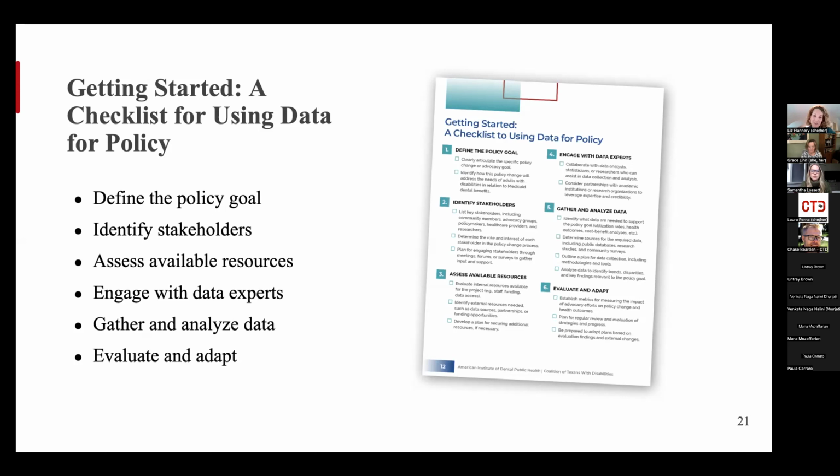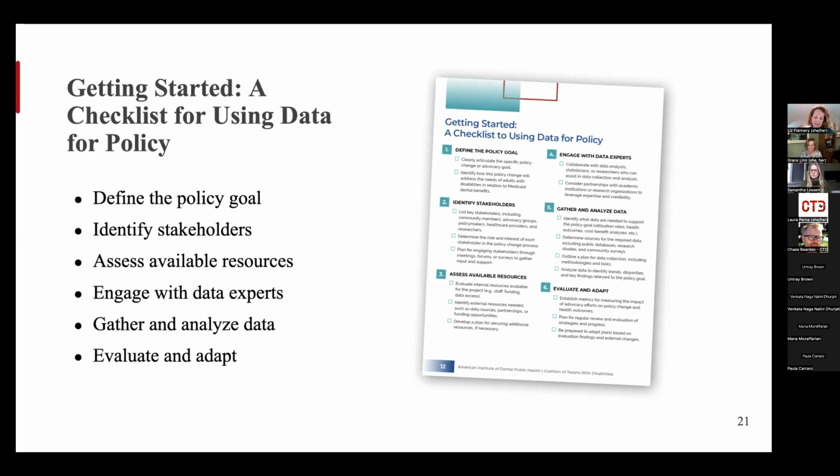The next getting started step is identifying the stakeholders. We talked about there being a wide range of stakeholders when we're approaching advocacy. So do an initial brainstorm and make a full list of who the stakeholders are, to include community members, advocacy groups, policymakers, healthcare providers, and researchers. This is a high-level situation analysis of knowing where you're starting, so you know who to approach and where to go.